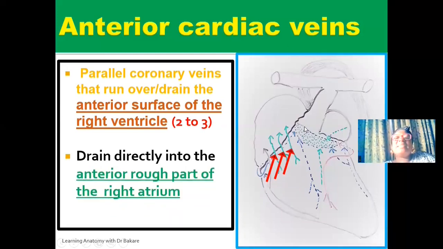So you see that the anterior cardiac veins drain deoxygenated blood directly into the right atrium, and the region of the right atrium where they drain this deoxygenated blood into is the anterior rough part of the right atrium. We've also done the lecture on the right atrium. We know that the right atrium will have the anterior rough part and the posterior smooth part. It's also good for us to be able to establish this in case we're asked during examination, that the anterior cardiac veins, of course, we know they drain the anterior surface of the right ventricle, but these veins are collected specifically into the anterior rough part of the right atrium.